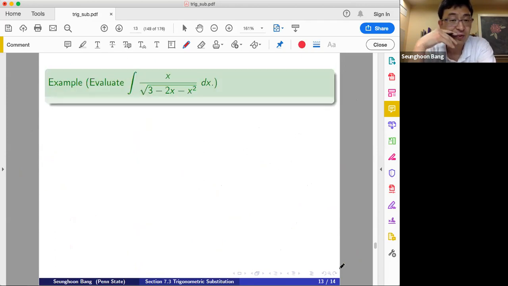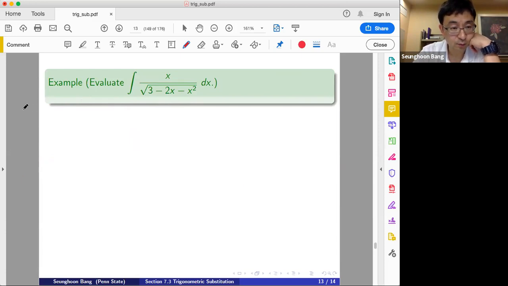The last example. The integral of x over the square root of 3 minus 2x minus x squared dx. So could you use a table? Can you use a table? So we cannot use a table because we have the 2x term. So how can we deal with 2x? How can we change this kind of thing? We can use completing the square. It's like an idea. So what does it mean?